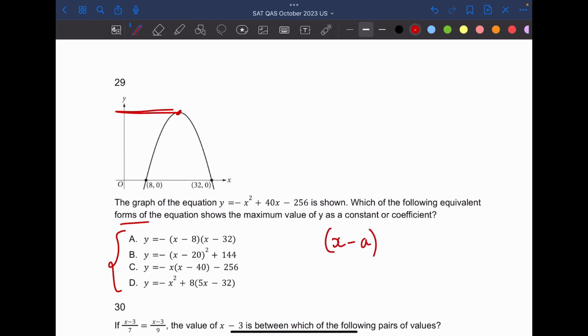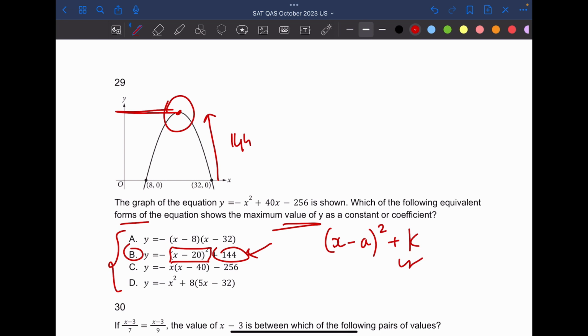And then it looks like you square this, and then you add some other constant, let's call it k for now, but this constant will be how high you moved up to see where the vertex is. So which of these equations follows that? It must be B, because it has a bracket being squared, and it also has the number that we add, which is how much we moved up by. So 144 would be the value of y. But yeah, so that's B.